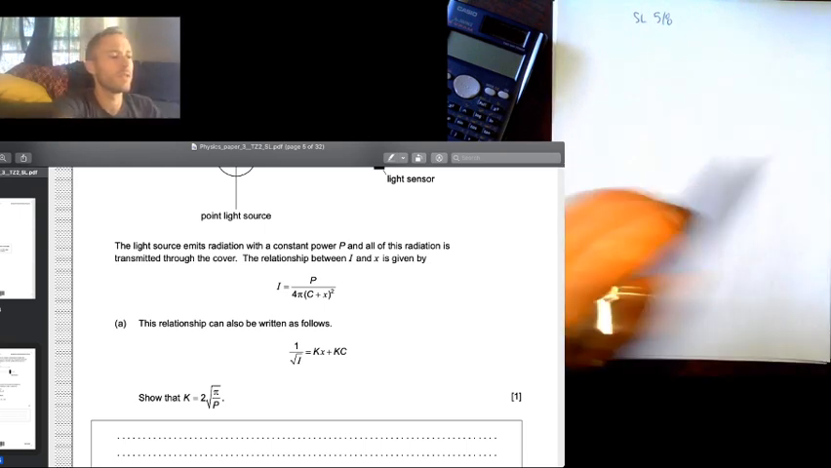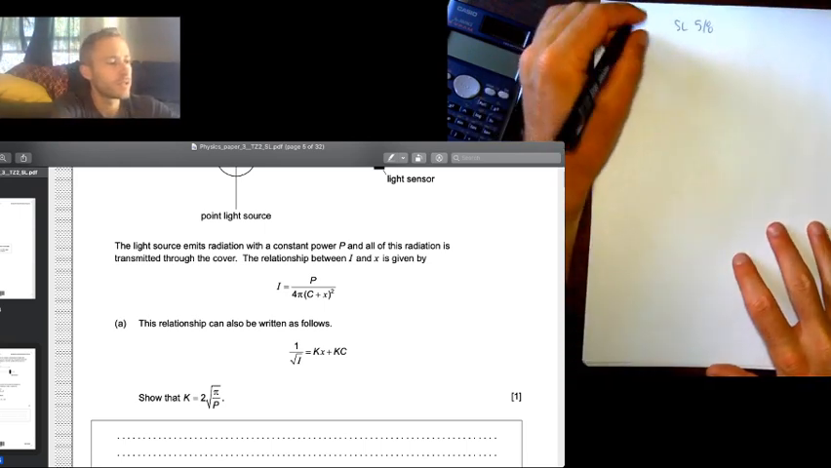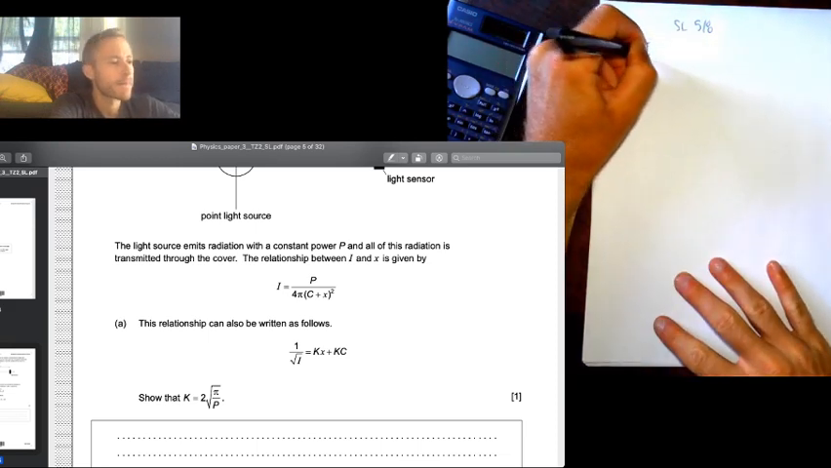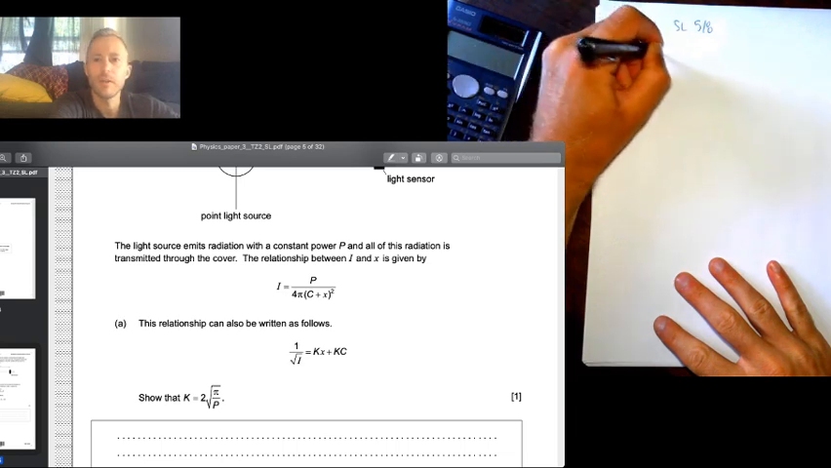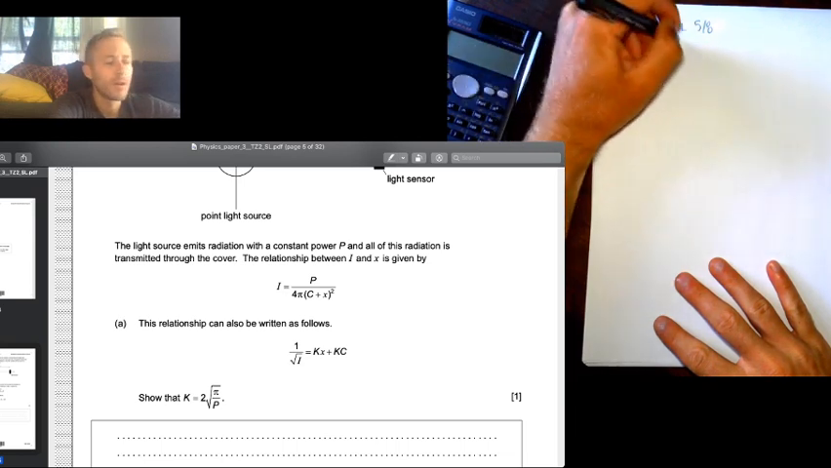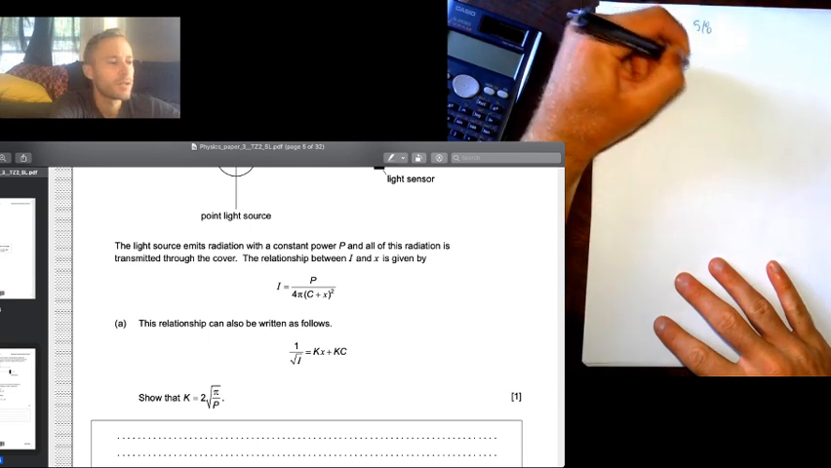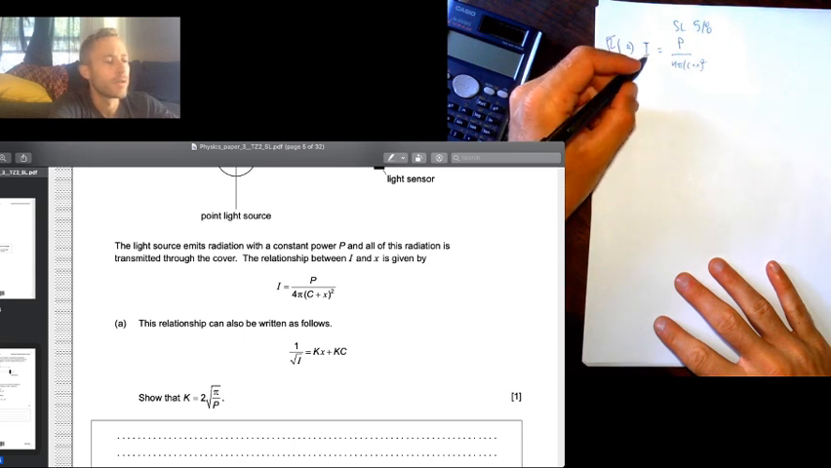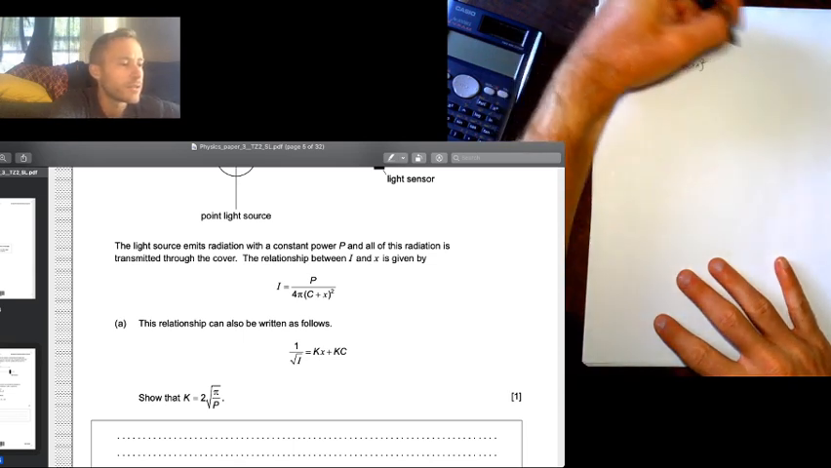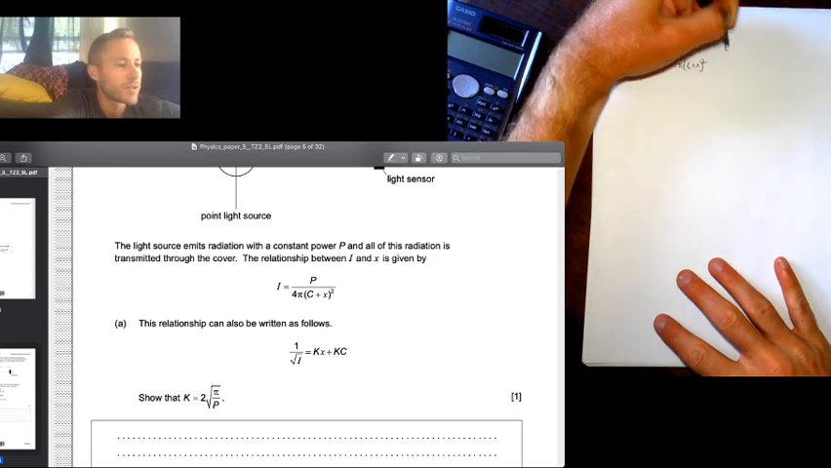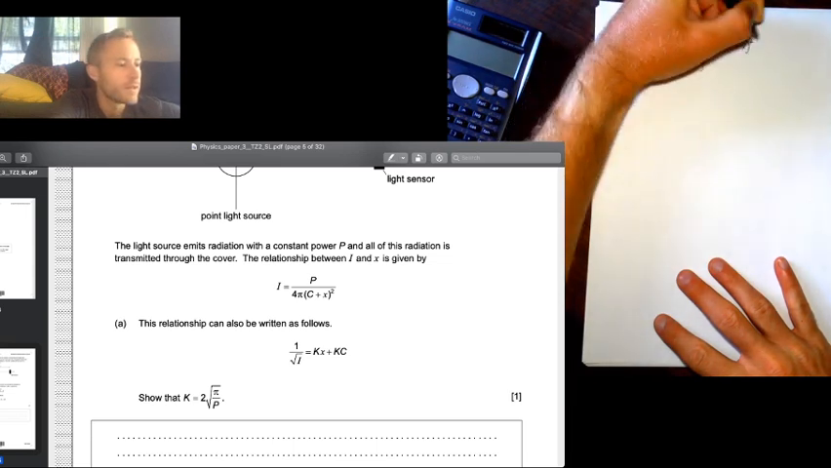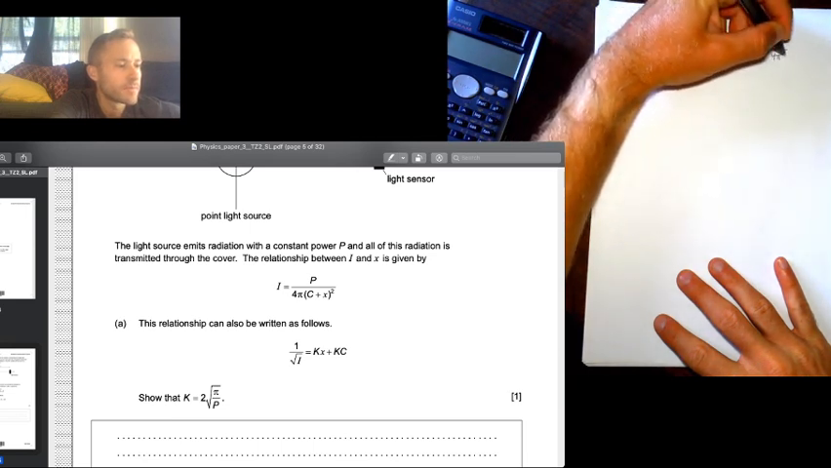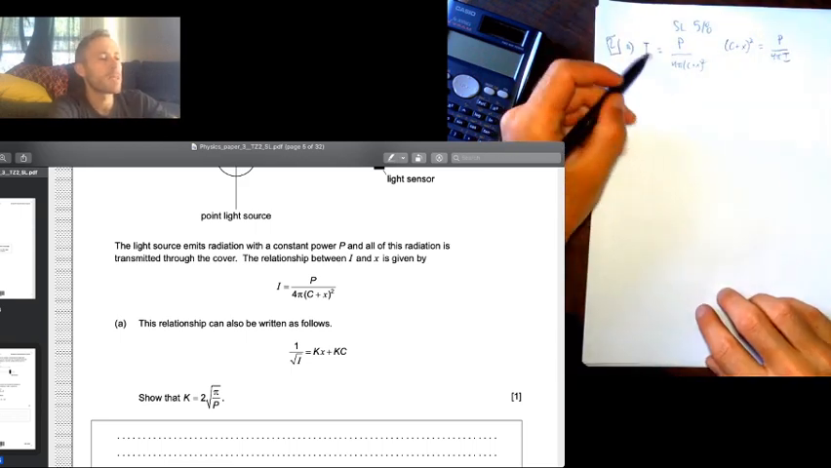All right, so this first question is literally just algebra. So if I have I equals P over 4 pi (c plus x) squared, then I can rewrite that as (c plus x) squared equals P over 4 pi I. So that's just inverting that.